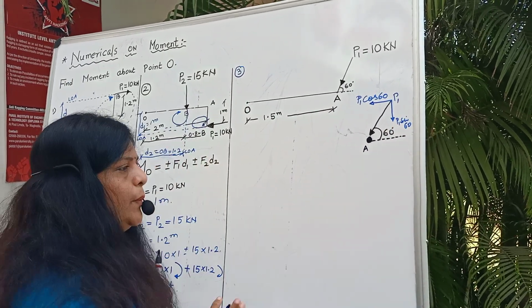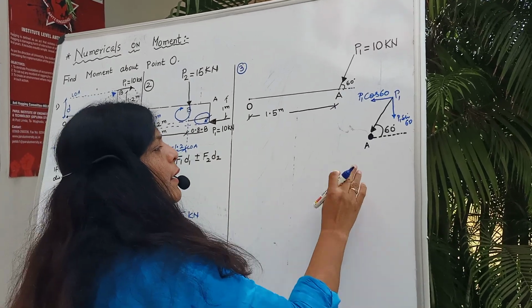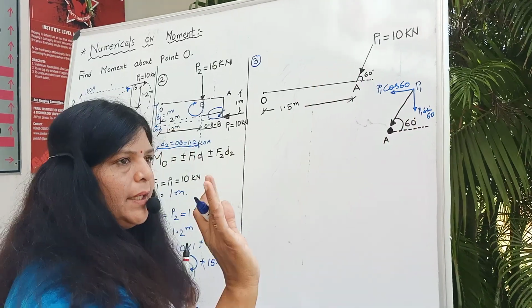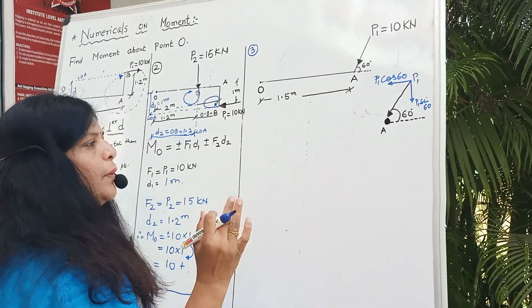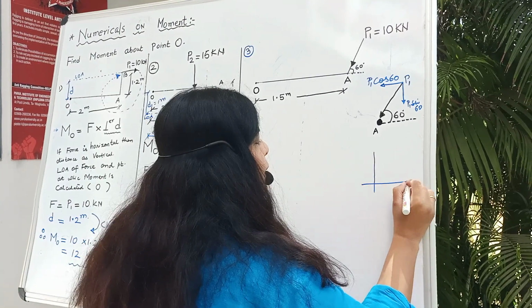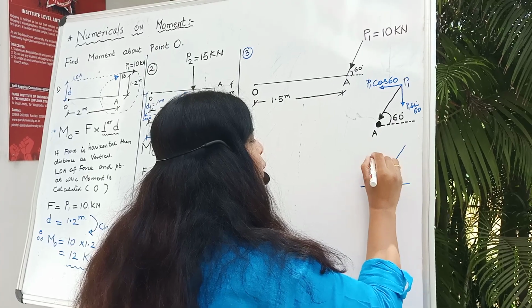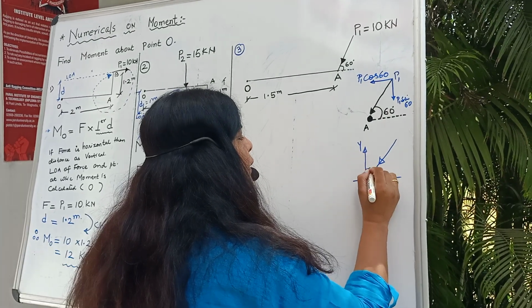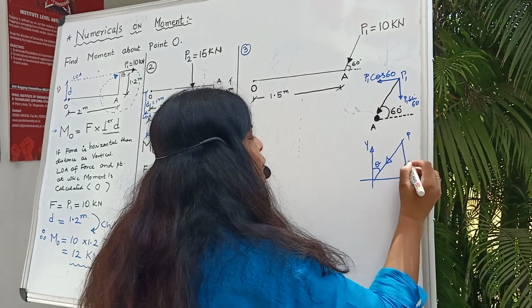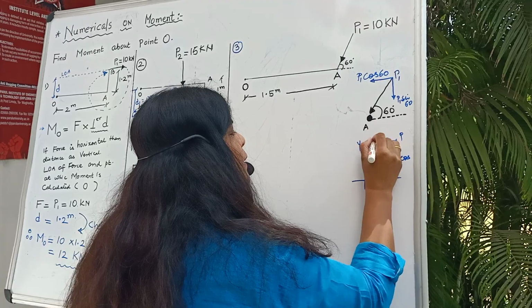So what is the thumb rule? That if the force is forming an angle with the horizontal axis, the horizontal component will be cos and the vertical component will be sine. Similarly, suppose the force is forming an angle with respect to the vertical axis. Okay. So what will happen? The vertical component will be cos and the horizontal component will be sine.